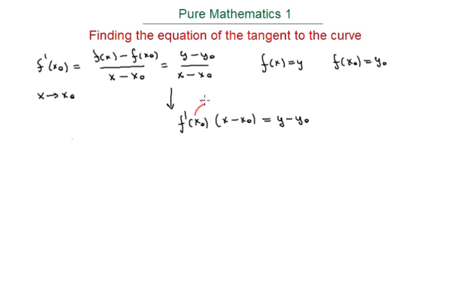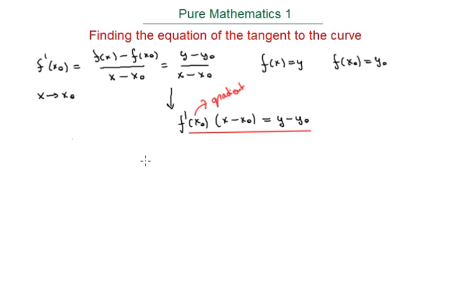Remember that the derivative acts as the gradient. So then this is the equation of the tangent to the curve. But let's see how this works.